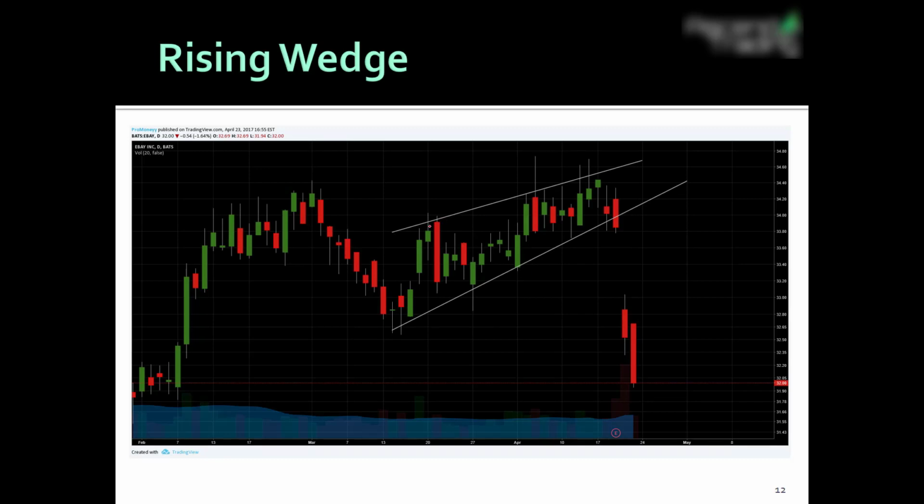You see here, this one's a classic textbook rising wedge with the two SARs and then a sharp reversion afterwards. Rising wedges do come in multiple names. They're also known as bearish wedges or wedge ups.